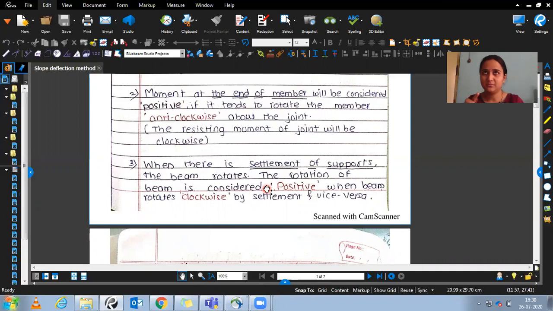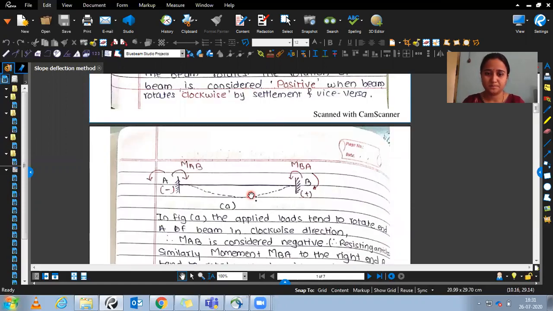It means deflection. For settlement of support, there is again a different sign convention. When there is a settlement of supports, the beam rotates. The rotation of the beam is considered positive when the beam rotates in clockwise direction, and vice versa. If the beam rotates in clockwise direction, that settlement moment is considered positive, and if the beam rotates in anti-clockwise direction, that moment is considered negative. This is simple for settlement of support.